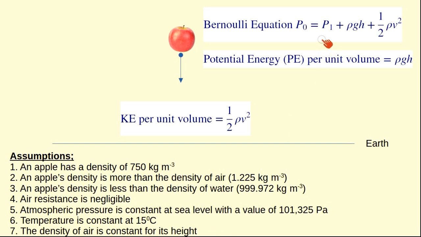So the Bernoulli equation, P equals P0 plus rho gh plus 1/2 rho v squared. I'm looking at the potential energy per unit volume, which is rho gh. Kinetic energy per unit volume is 1/2 rho v squared. Similarity with the kinetic one we just did.